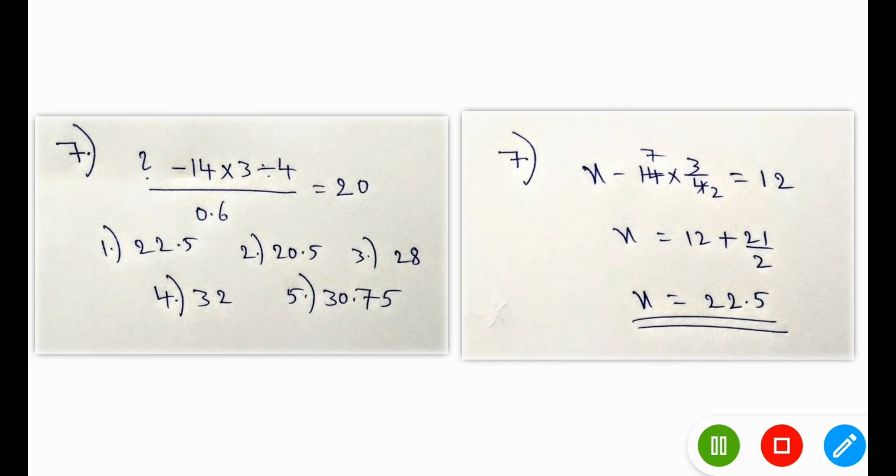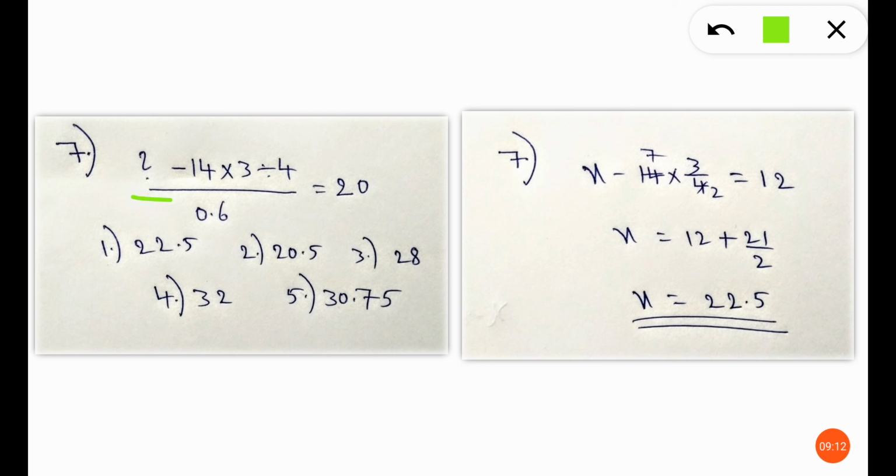Moving to the seventh one. Question mark minus 14 into 3 divided by 4 equal to 0.6 equal to 20. Here 1 decimal 1 zero gets cancelled. 6 twos are 12. Therefore on the right hand side we got 12. Okay. Next, when we replace the division symbol with multiplication, we have to invert the numerator and denominator. Therefore we get 3 into 1 by 4 as 3 by 4. After that, x equal to 12 plus 21 by 2, and x equal to 22.5. 22.5, option 1 is the right answer.